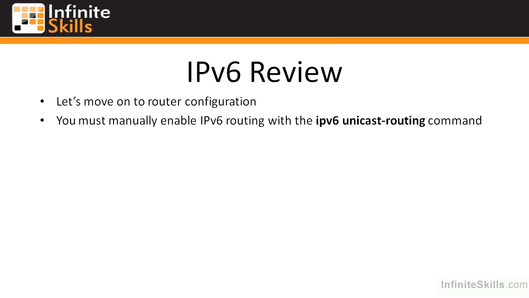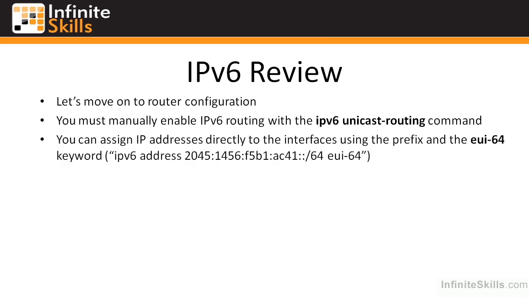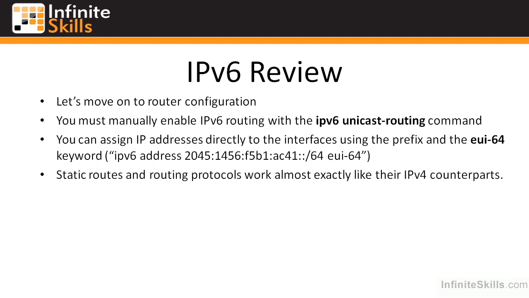After you've enabled unicast routing, you then configure the IP addresses directly on the interfaces, just like with IPv4. You use the prefix and the EUI-64 keyword. The command looks like the sample that's given there: ipv6 address, the routing prefix /64, and the eui-64 keyword. And obviously, once all of the IP addresses are set up, static routes and routing protocols work almost exactly like their IPv4 counterparts. As part of this course, we're going to configure both EIGRP and OSPF on IPv6.